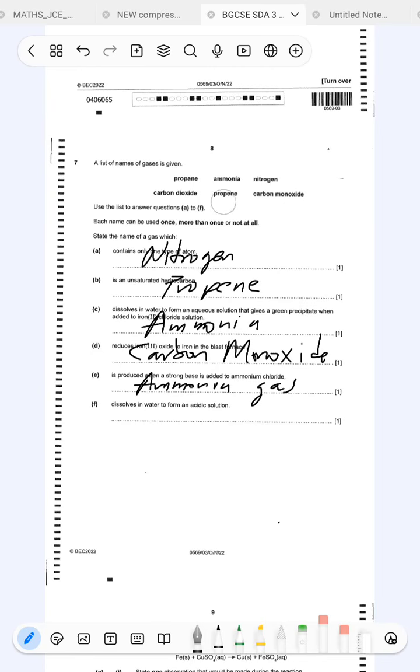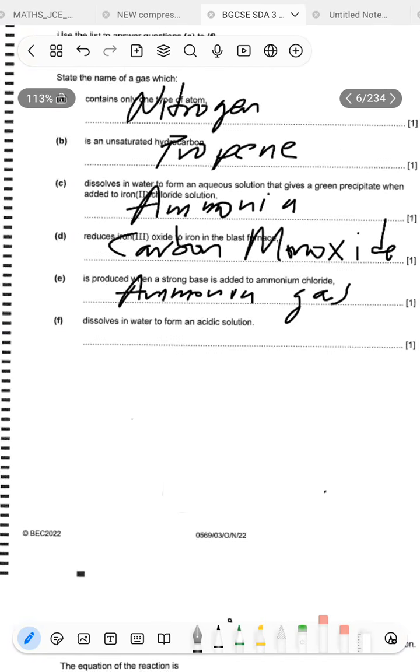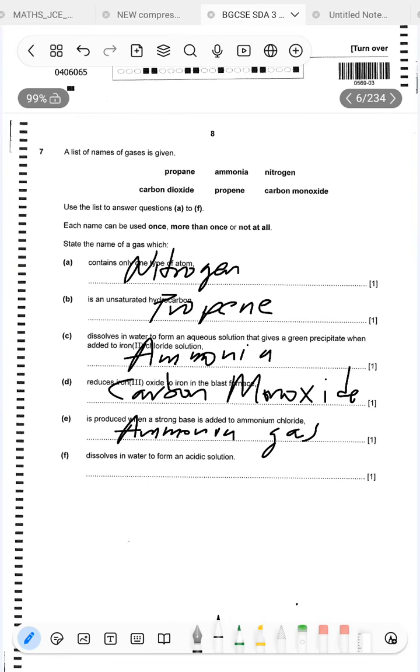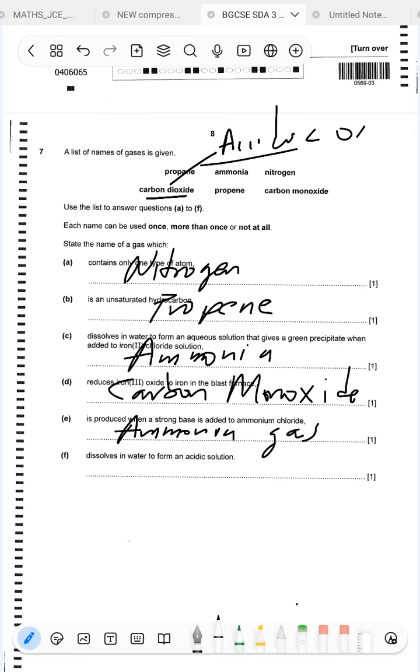F says dissolves in water to form an acidic solution. Now what's going to do that is going to be carbon dioxide. Okay, because remember, when you go back to the grouping of your oxides, we said that this guy here, carbon dioxide, it's an acidic oxide. So whenever it dissolves in water, it will form an acidic solution. So carbon dioxide.